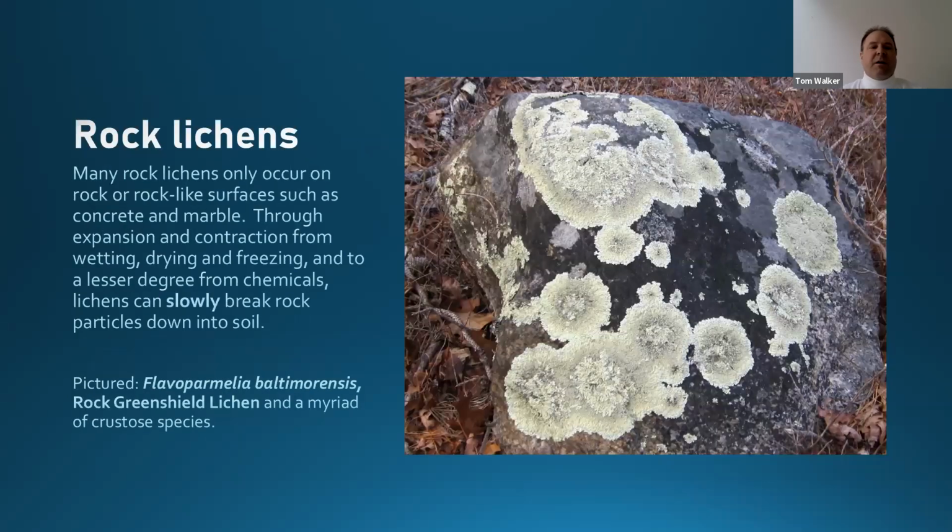Rock lichens. Most rock lichens occur only on rock or rock-like surfaces, such as concrete and marble. Through expansion and contraction from wetting, drying, and freezing, and to a lesser degree from chemicals, they can slowly break rock down into soil. So this rock is completely covered in lichens. There's the green ones, the black ones, and the gray ones. There's probably some brown ones in there too.